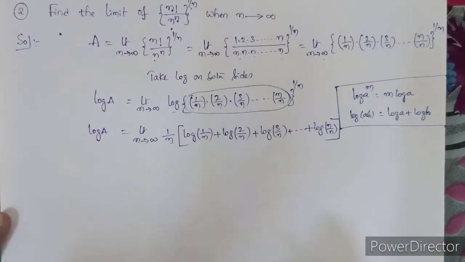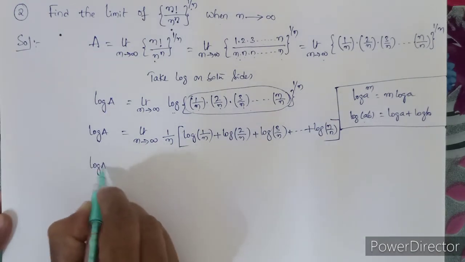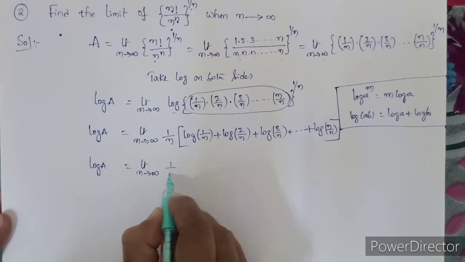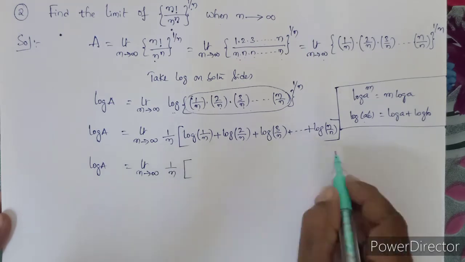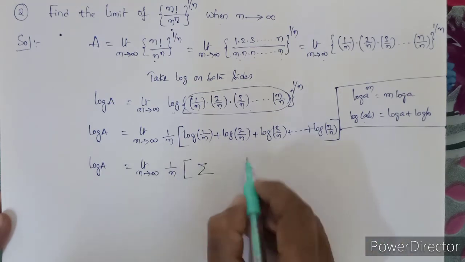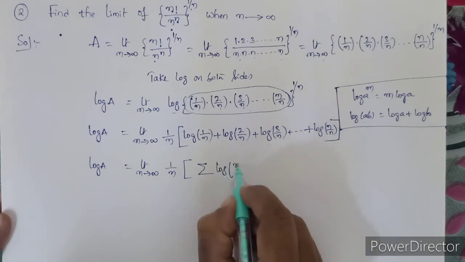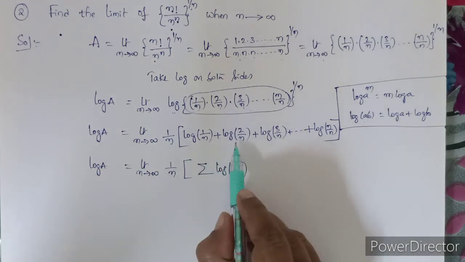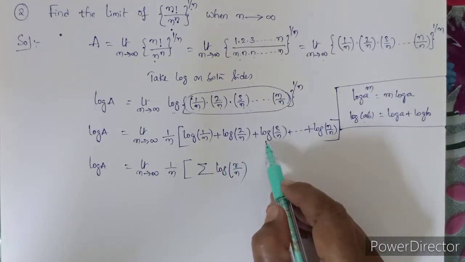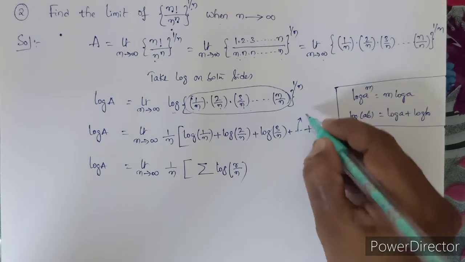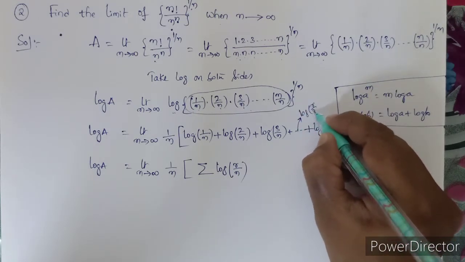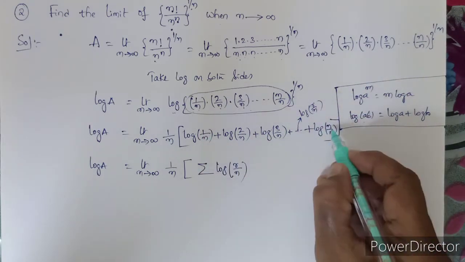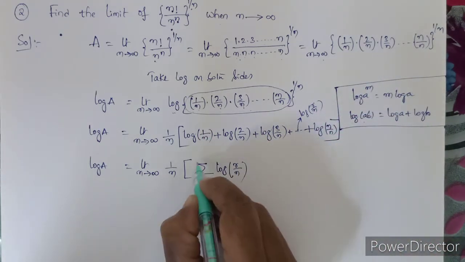Now log A is equal to limit n tends to infinity 1 by n. Now we write this summation sigma log of r by n. We write down the rth term. First term is log of 1 by n, second term log of 2 by n, third term log of 3 by n. In between we have the rth term log of r by n. Nth term is log of n by n. Here r is varying from 1 to n.